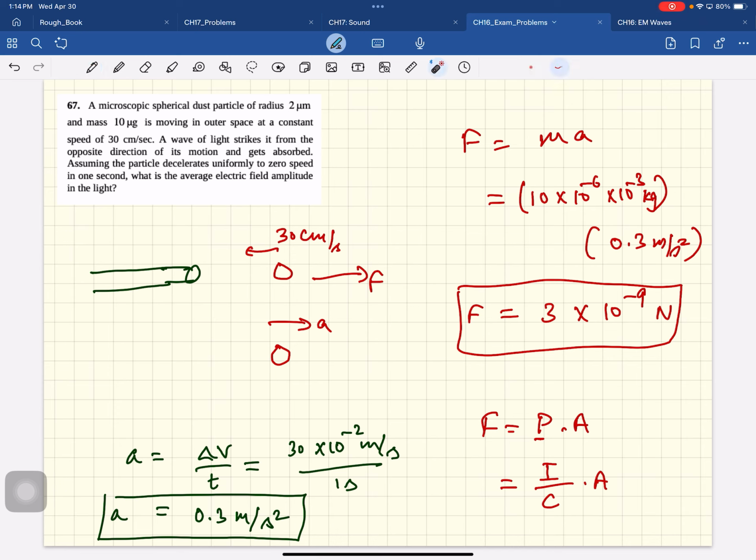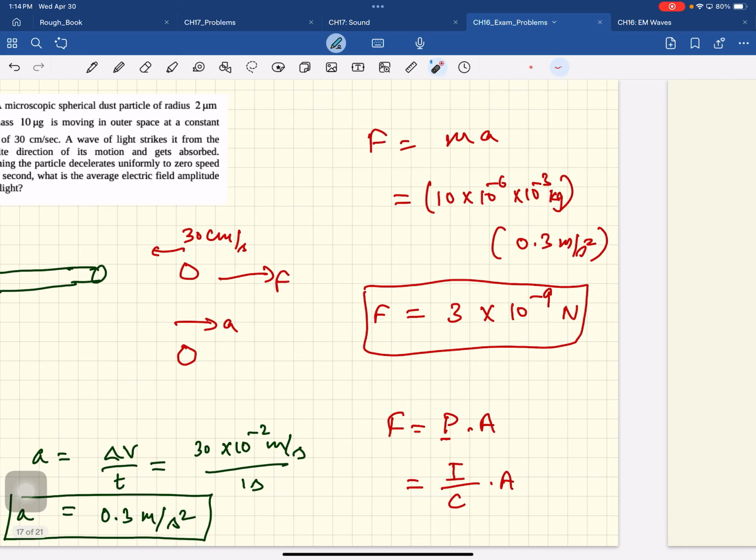Okay, so what is it that we're trying to find? We find the intensity, and from there, what is the average electric field amplitude? We'll find the intensity, and from there find the electric field amplitude. Okay, so this is a bit involved.